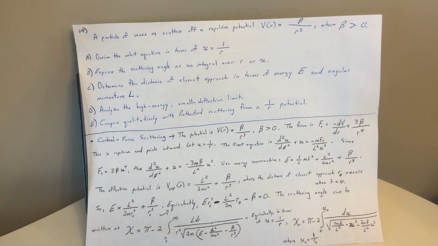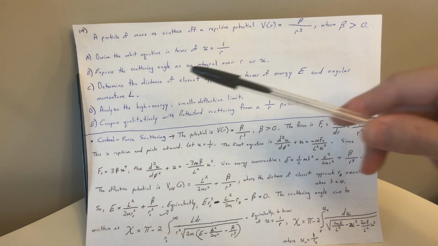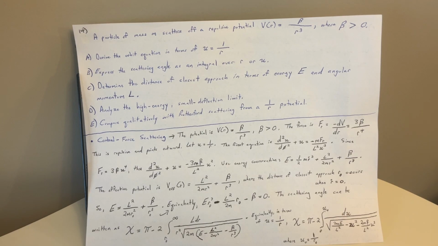So we have problem number 14 in the Advanced Classical Mechanics practice final exam. A particle of mass m scatters off a repulsive potential V of r equals beta over r cubed, where beta is greater than 0. Part A, derive the orbit equation in terms of u equals 1 over r.